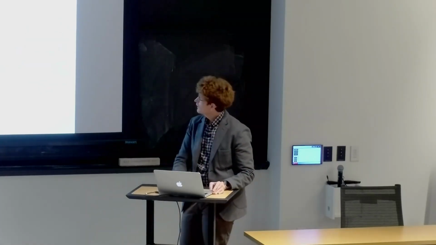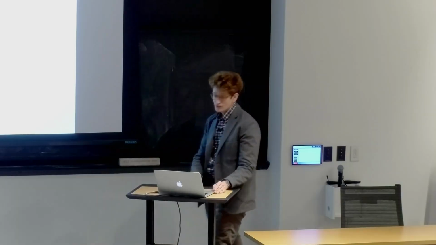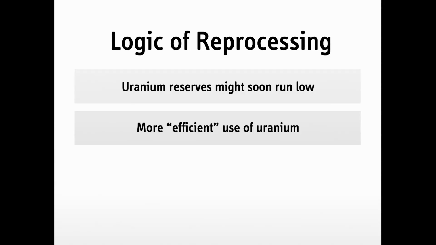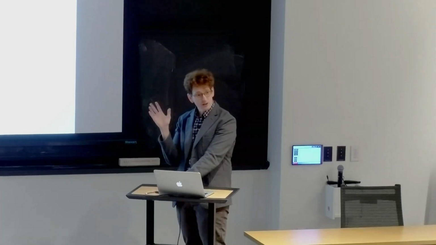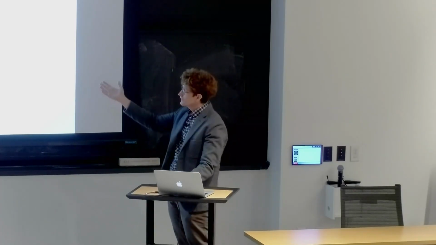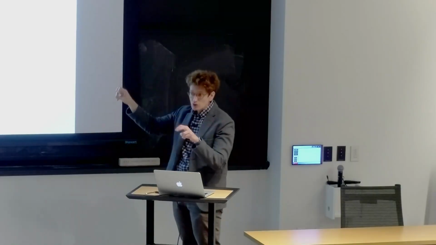So the logic of this originally was we needed to do this because we thought there wasn't a lot of uranium in the world. And so we needed to make better utilization of the uranium. But it turned out that that was not true. Turns out uranium is more abundant than tin. There's lots of uranium in the world, but people still like the idea of efficient use.